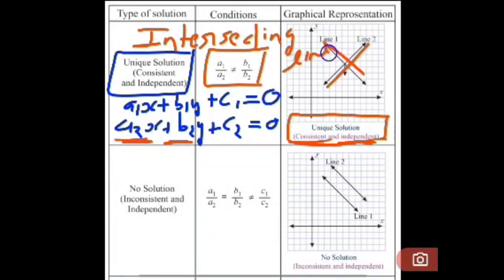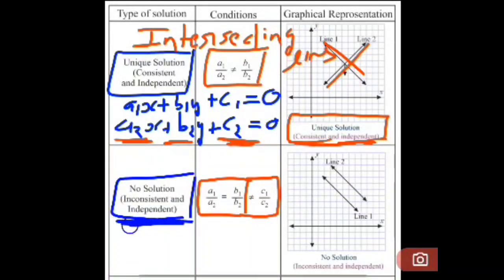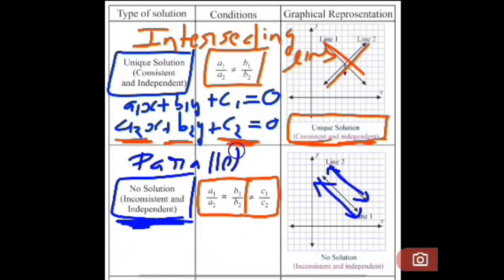Okay, now another case for this is, if they both are same, you have to check the third condition, and its ratio should not be equal to first two. Okay, in such case you will get no solution. It is called inconsistent or independent equation. You can clearly see that these two lines are parallel lines. Okay, so in this case you will get parallel lines. Okay, now let's see the next part.